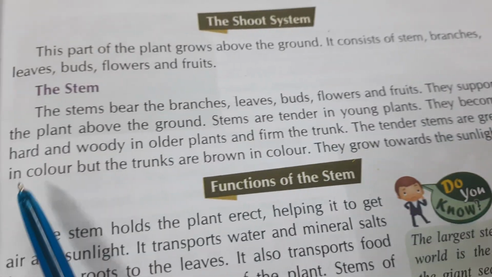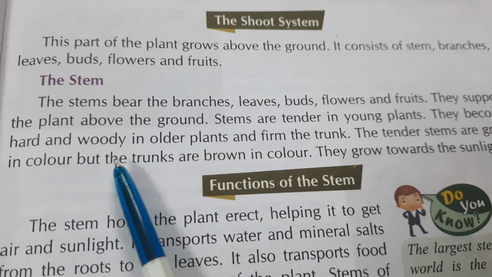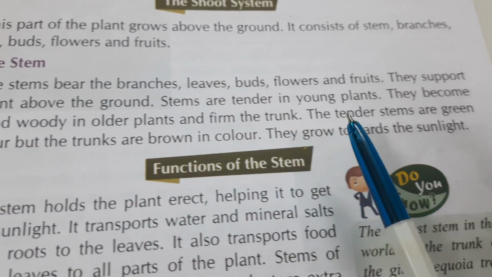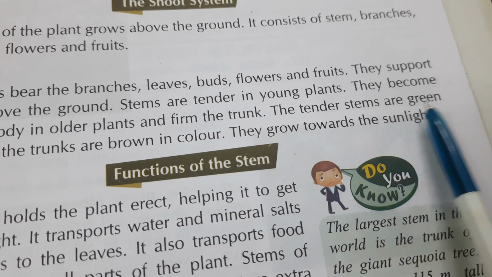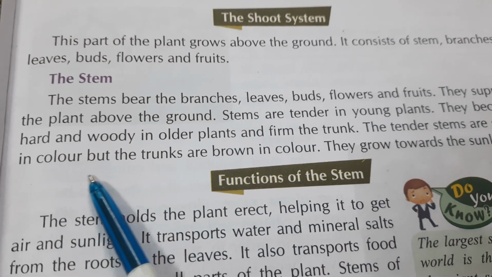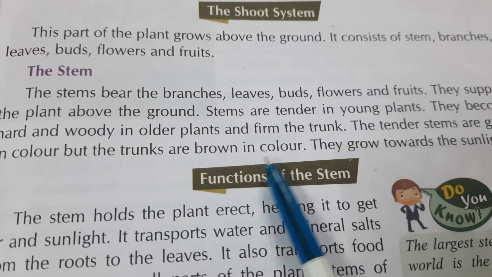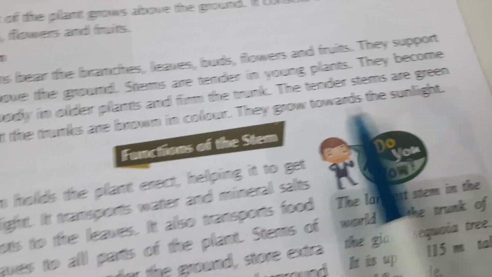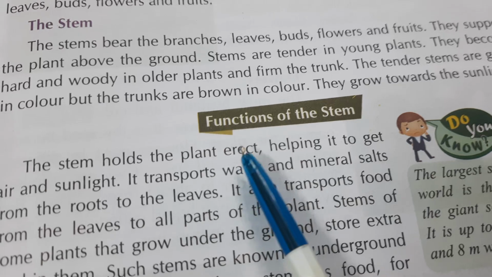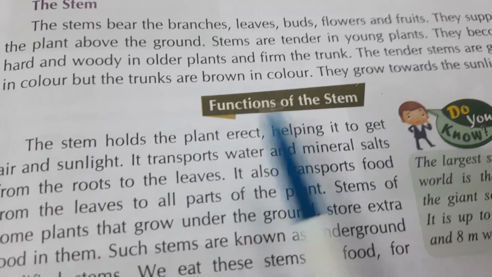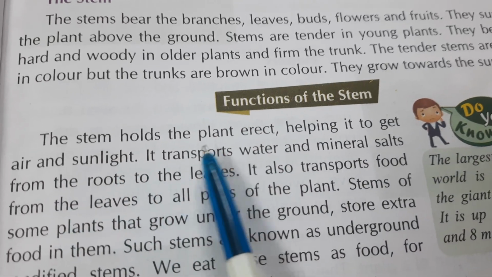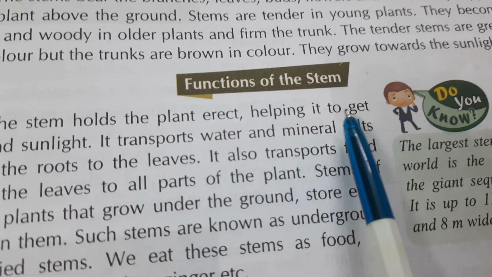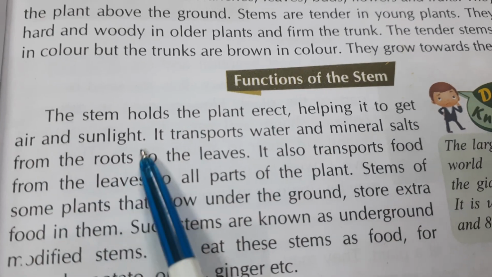They become hard and woody in older plants and form the trunk. The tender stems are green in color but the trunk is brown in color. They grow towards the sunlight. Now we are going to study the function of the stem. The stem holds the plant erect, helping it to get air and sunlight.